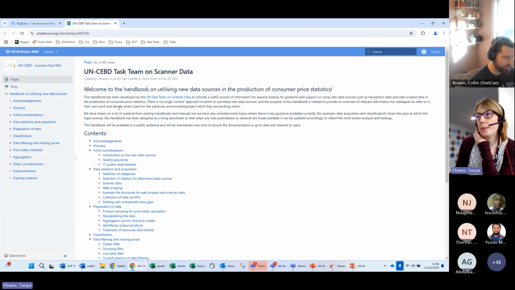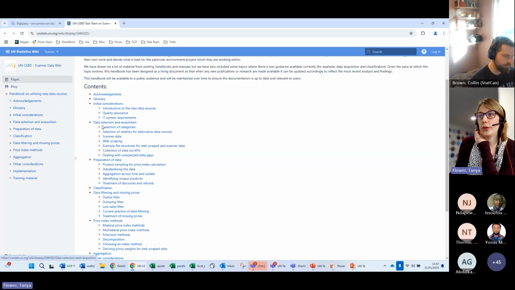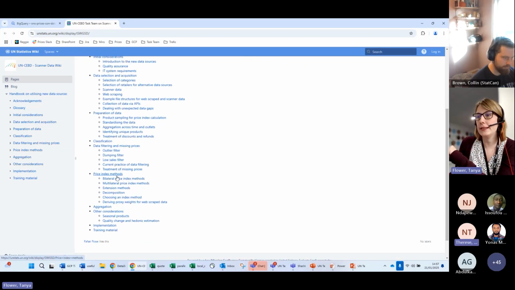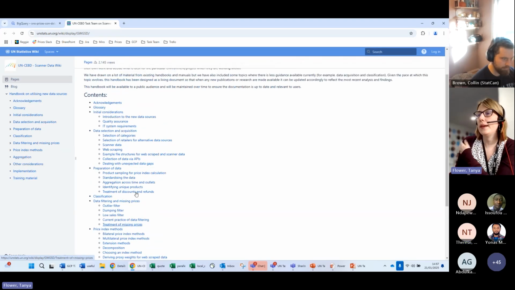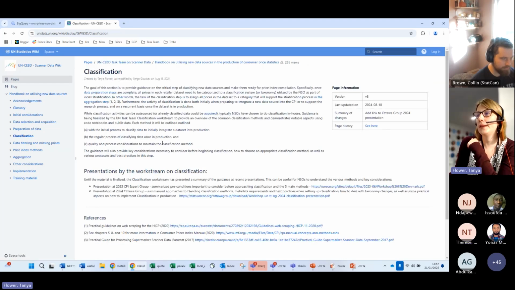This handbook has been developed and published last year with the idea that it has information from how you acquire these new data sources all the way to preparing the data, creating indices, and then how you implement in the kind of final production system. So it is a work in progress. There are still areas, for example, in classification where we are still developing the guidance, but we will be maintaining and updating that over time. So keep an eye out on that link. That's included in the slides there.